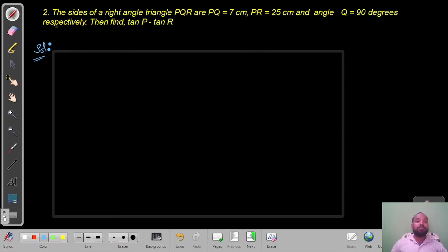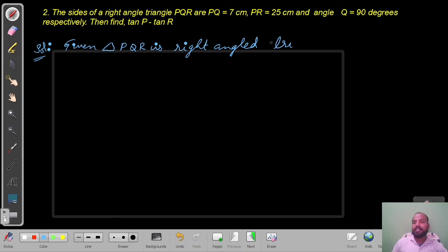Now the question is, the sides of right angle triangle PQR are PQ is equal to 7 centimeters, PR equal to 25 and angle Q is equal to 90 degrees. So find tan P minus tan R. Okay, right. So let us start the solution. So now first, given that, the given triangle PQR is a right angled triangle. You should mention it.